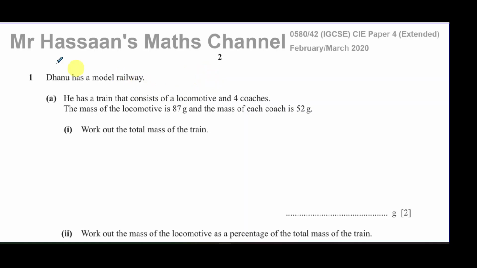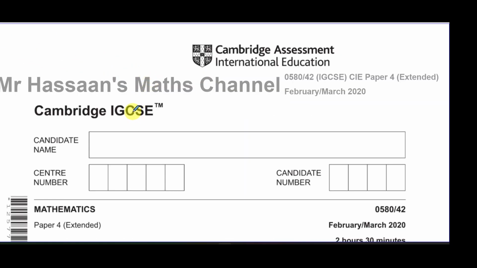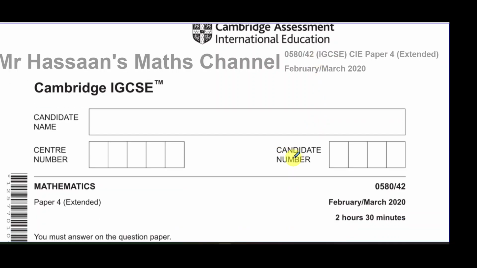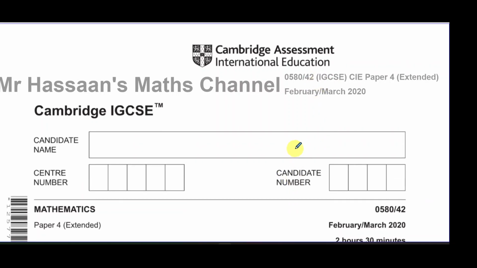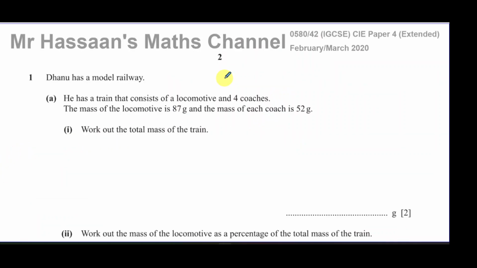I'm now going to be going through this paper, which is the Cambridge IGCSE February-March 2020 0580 syllabus. This is paper 4, variant 2. This is the extended syllabus, and I'm going to be going through these questions.